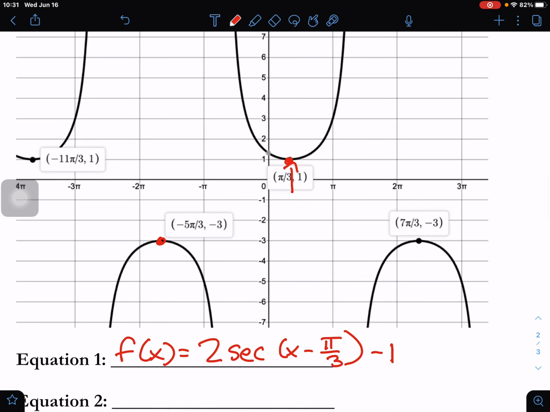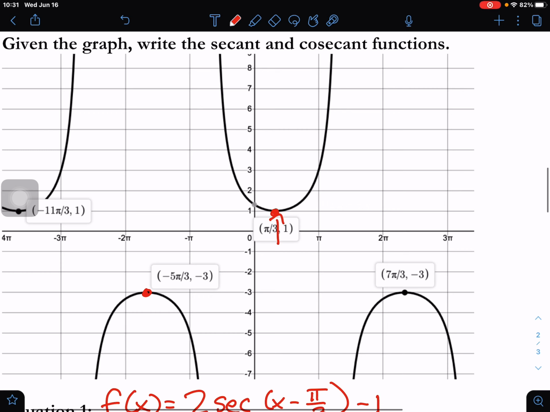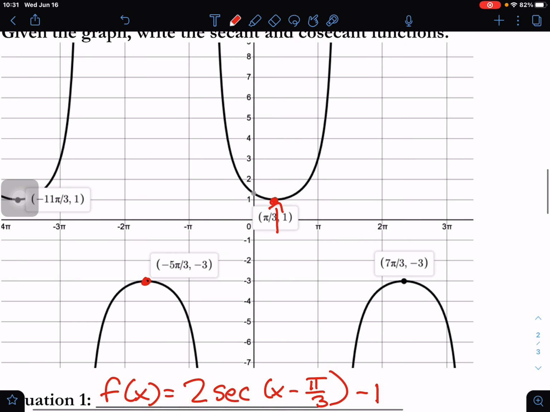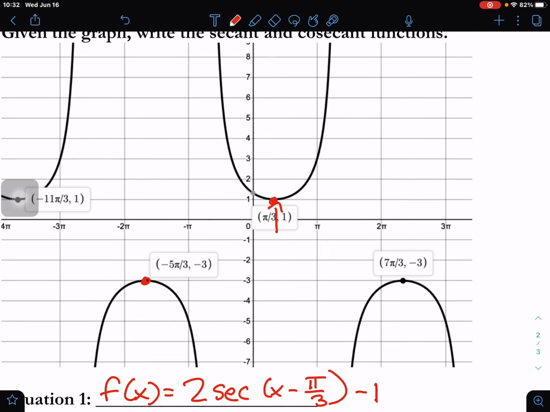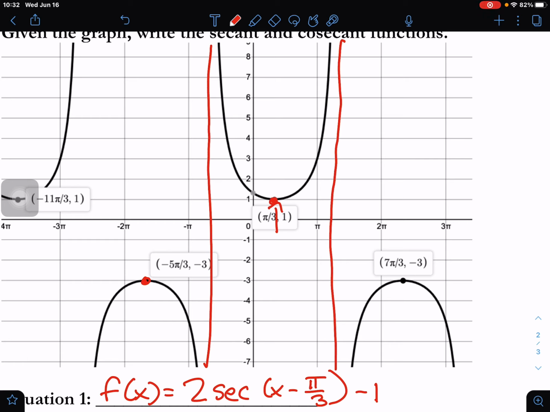Unless, or wait. It looks like the asymptotes are around right here. And then right here. So this looks like 2/3 of a pi. And then this is 1 pi right here, and then this 1/3 of pi. So that means this would be a period of 2 pi.